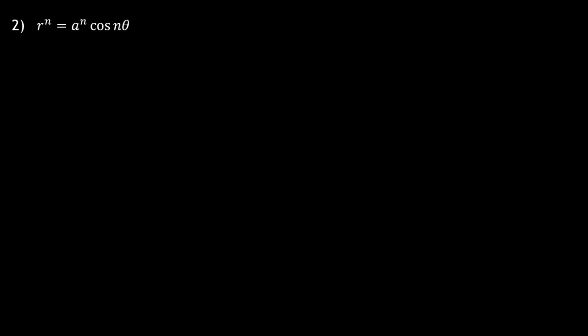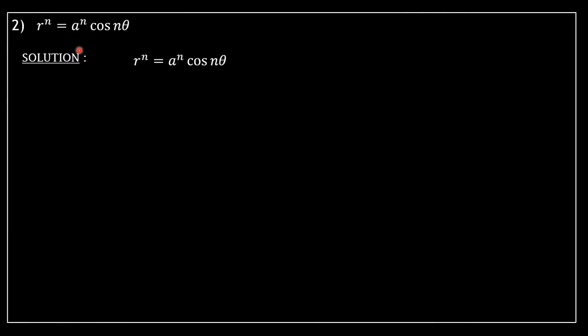Next example: find the pedal equation of r to the power n is equal to a to the power n into cos n theta, where a to the power n is a constant. As I have already told you, in order to find the pedal equation of the curve, first we need to find the ratio r1 by r, isn't it? So let me differentiate the given polar curve with respect to theta. What is the differentiation of r to the power n with respect to theta, students?